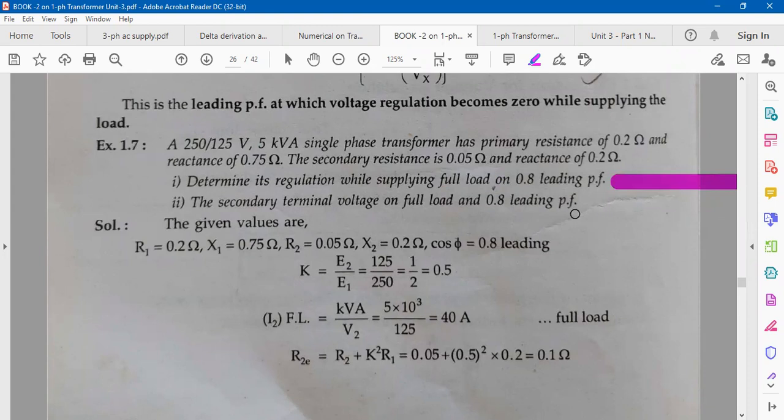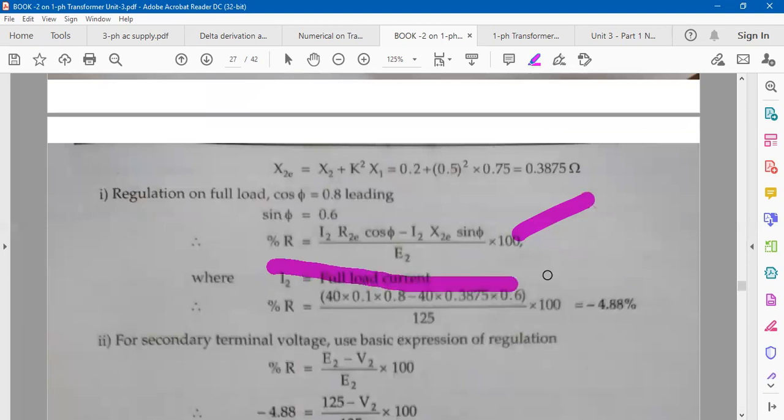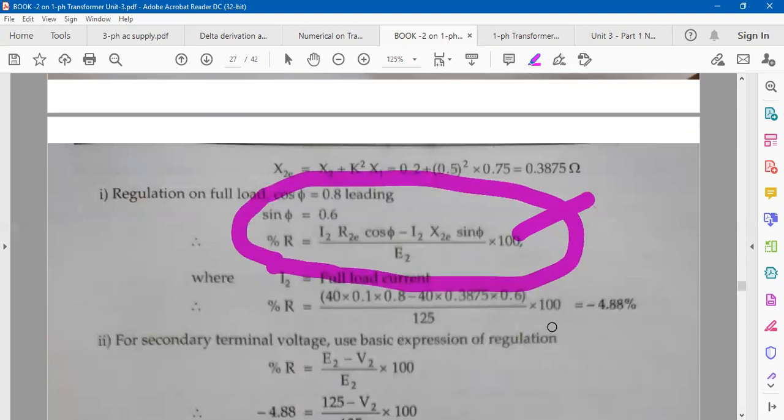Leading power factor. So see here, two options are there. You can use the formula referred to primary or referred to secondary. Any one you can use. Here, referred to secondary is used. Can everyone see the formula? Yes, ma'am. Any formula you can use, referred to primary or referred to secondary. By both formulas you will get the same answer. Here calculations are shown with referred to secondary.